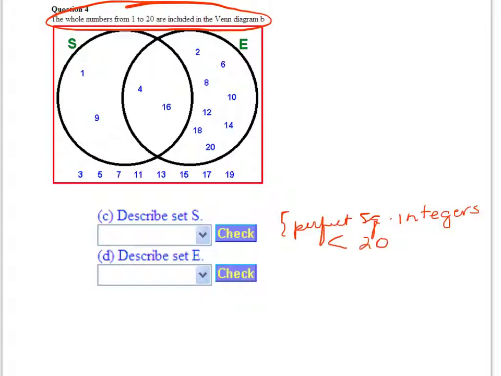How about set E? So that just looks like the even whole numbers, or integers, either one, you could say for this. Even whole numbers between 0 and 21, something like that. Okay.